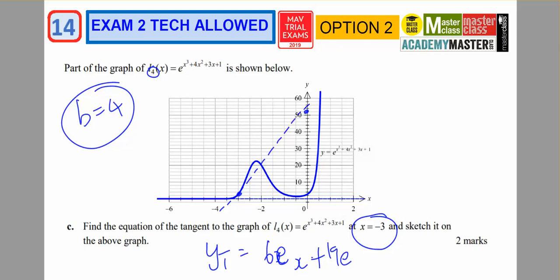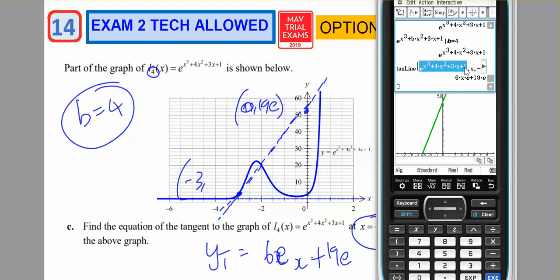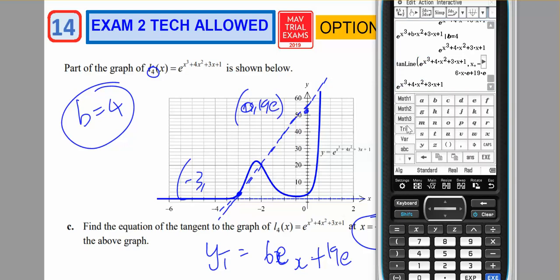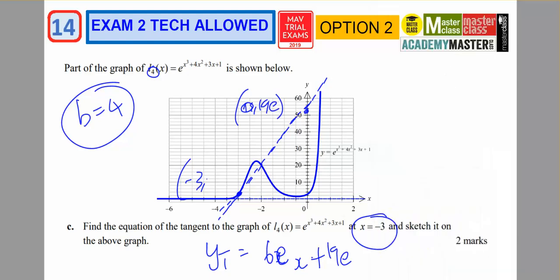I'll be using my ruler. Then I know that that is 0 and 19e. The intersection point there is negative 3 and 3e, and that will be minus 19e on 6e, negative 19 on 6. So x-intercept, touching point, okay, so there's my graph.